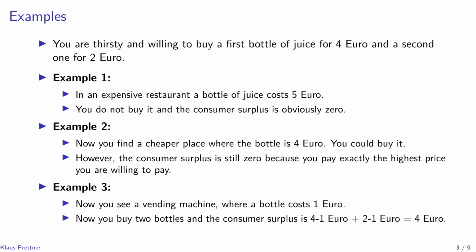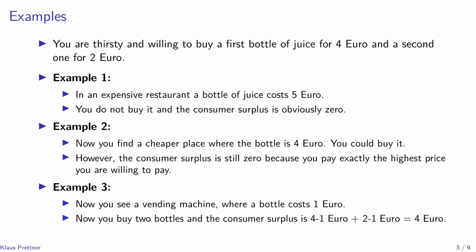First, you come by a very expensive, fancy restaurant where a bottle of juice costs €5. Since this is more than you are willing to pay, you don't buy any juice at all. And obviously, this also means that there is no consumer surplus. So there was no consumption, and the consumer surplus is zero.